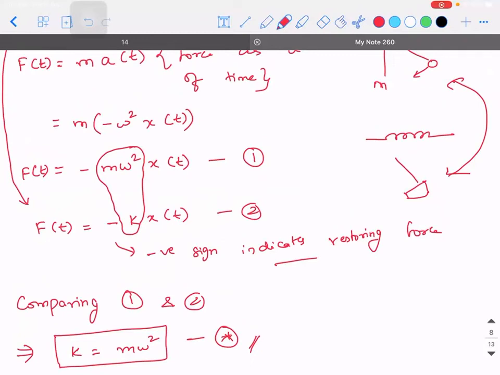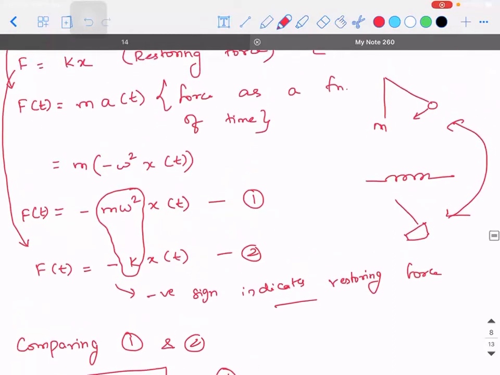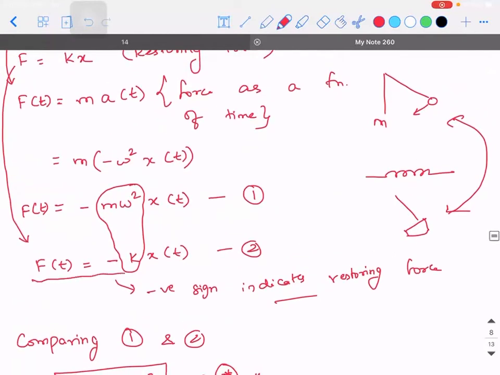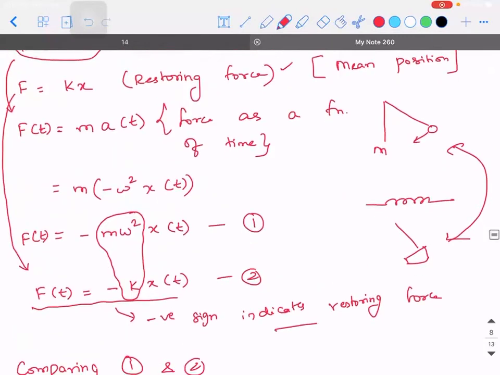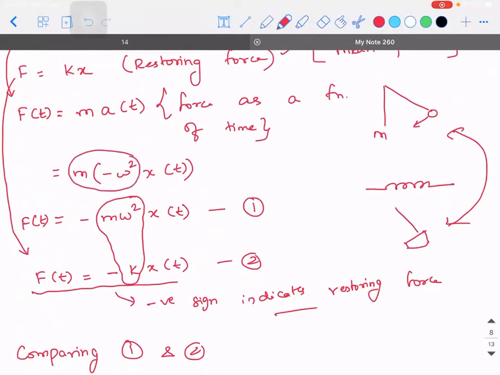Sir, can you explain that second step, sir? The F(t) is equal to m a(t) below that one. That one I didn't understand, sir. That F, sir? Below the F(t) is a second line. This one. Above, sir. This one, sir. M into omega square, I just opened the bracket. I multiplied. Sir, how did you get m? That one, sir. How did you come, sir?